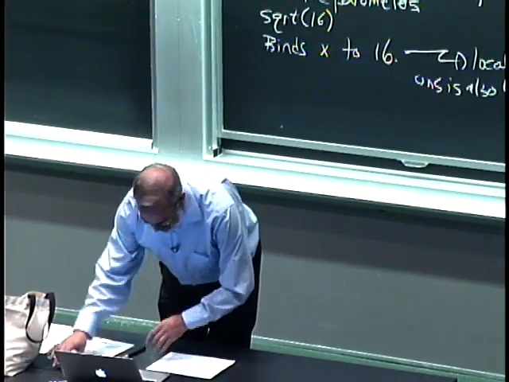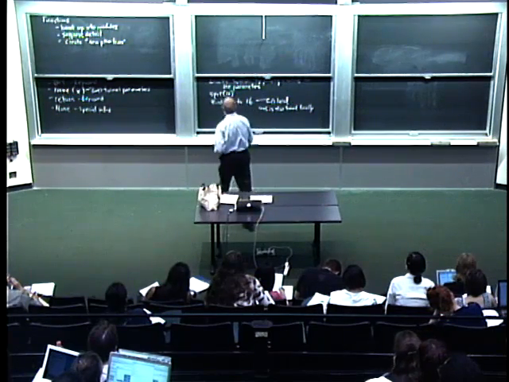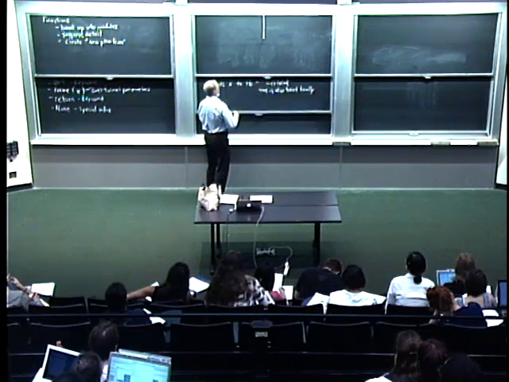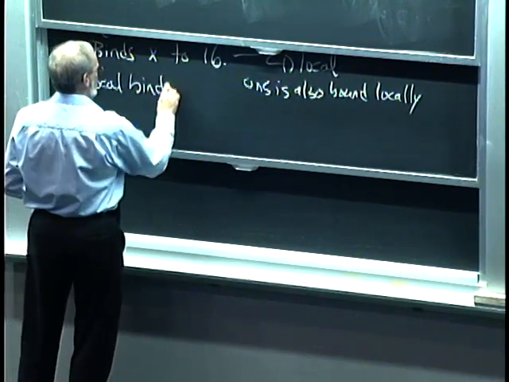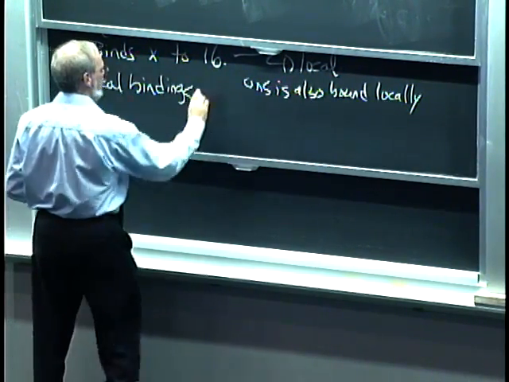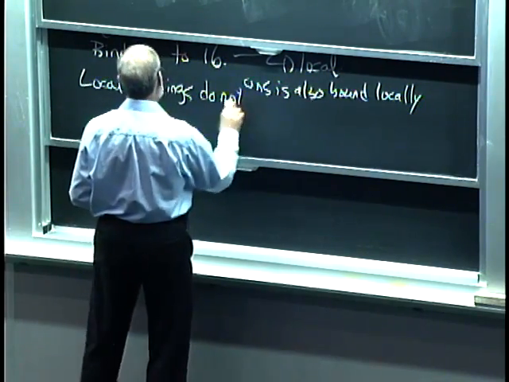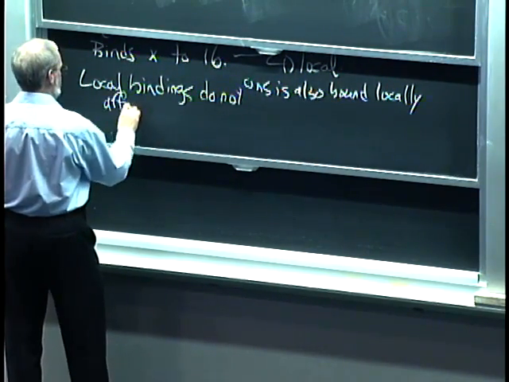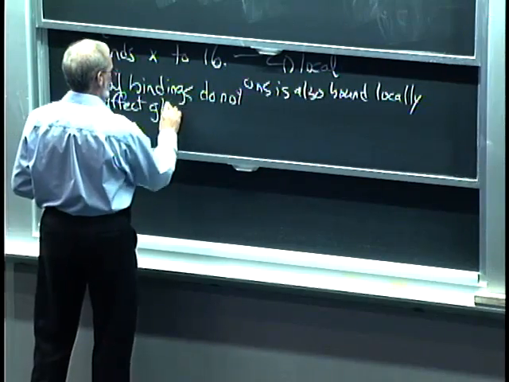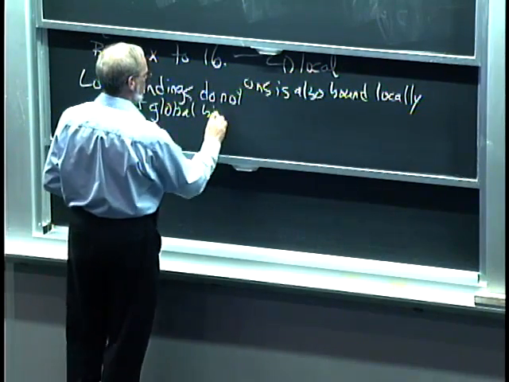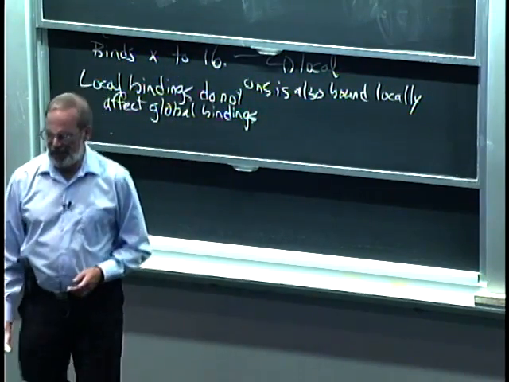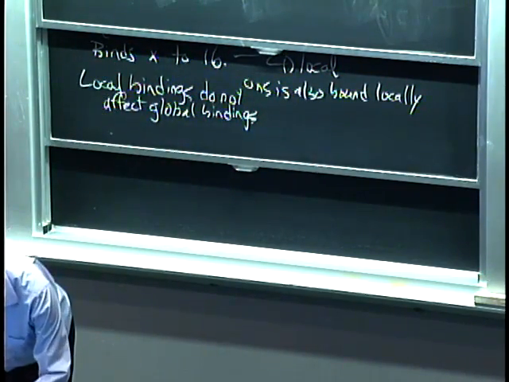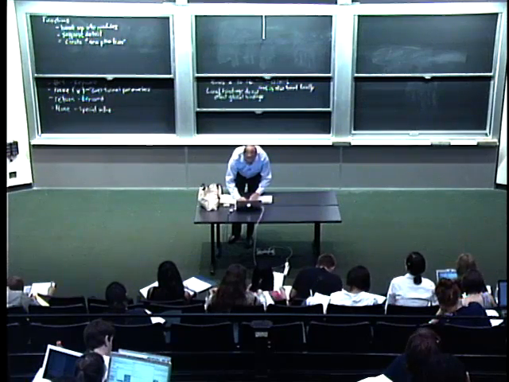All right? Now, I want to say a couple of things about these local bindings. And I'm going to repeat this a second time because it's important. These local bindings do not affect any global bindings. Now, what does that mean? Well, let me show you a little example, and then we'll come back to this.